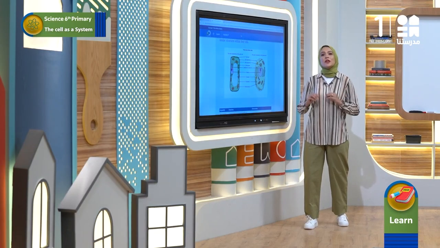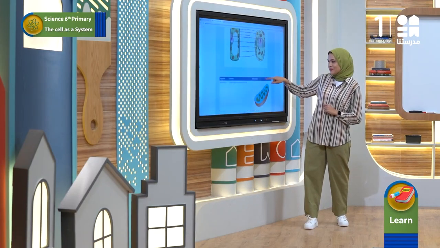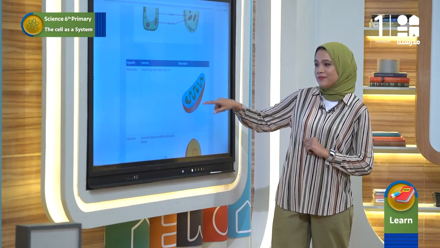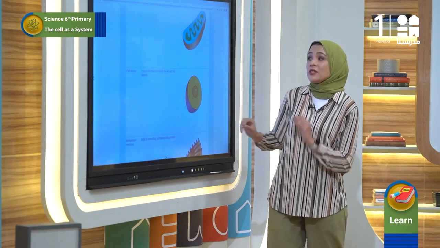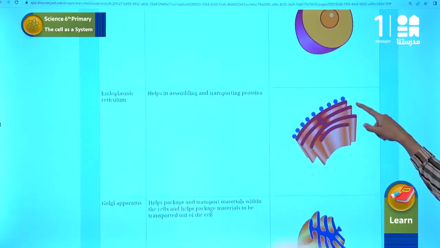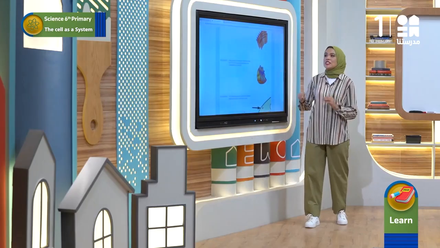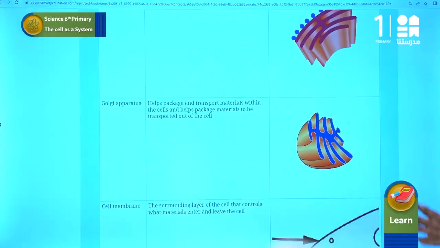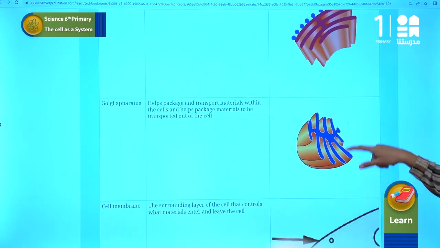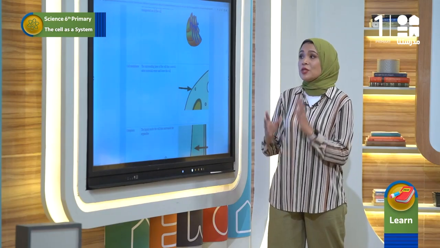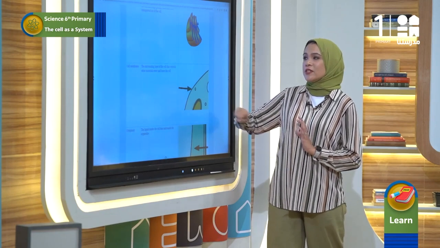Now let's review cell components together. Mitochondria convert sugar into energy for the cell. The cell nucleus controls the function inside the cell and cell division. Endoplasmic reticulum helps in assembling and transporting proteins. Golgi apparatus helps package and transport material within the cell. Cell membrane, the surrounding layer of the cell that controls what materials enter or leave the cell.